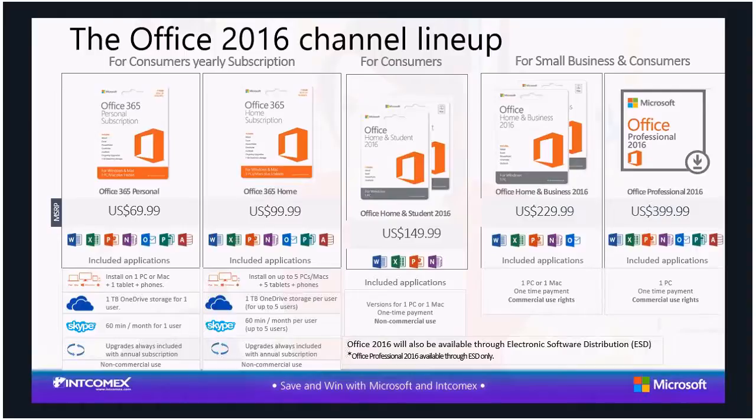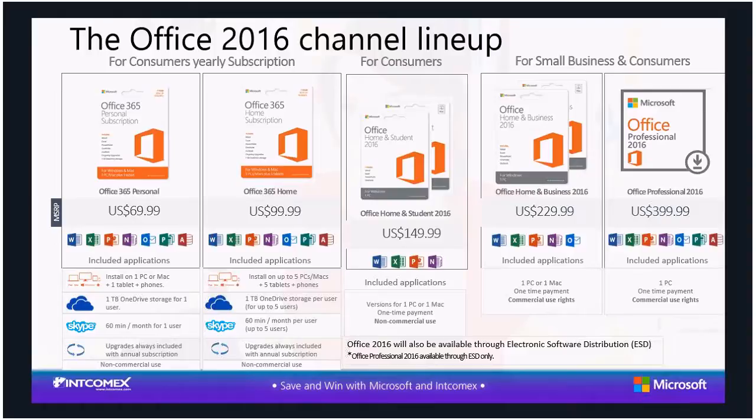Then we have the perpetual or one payment Office, which is divided in basically 2 areas. The one that's for consumer and then one for small business and consumers, right? For consumers only, non-commercial use, we still have the Office Home and Student. We have the Office Home and Student 2016. This version includes Word, Excel, PowerPoint, and OneNote. And this version is for one PC or Mac, and it's on one-time payment only. So we don't have to renew, right, because it's a perpetual license.